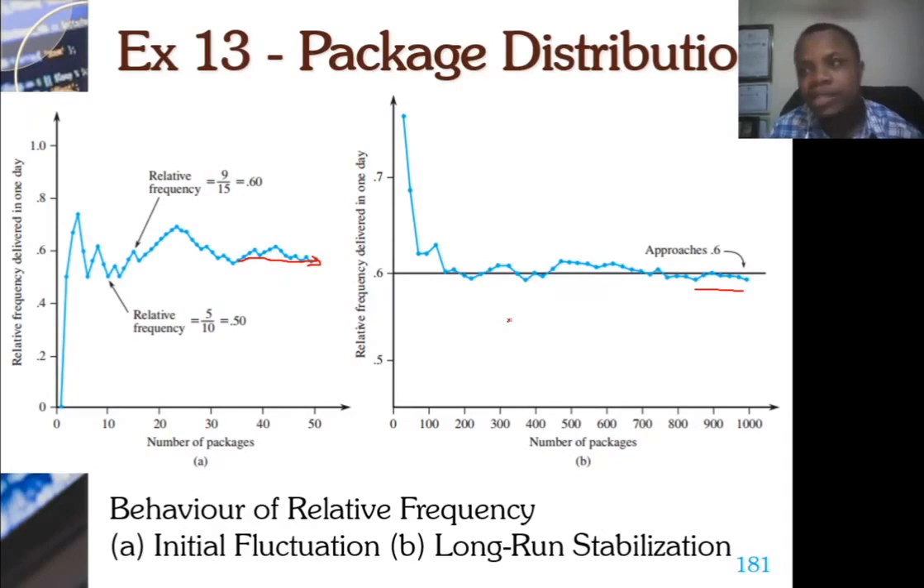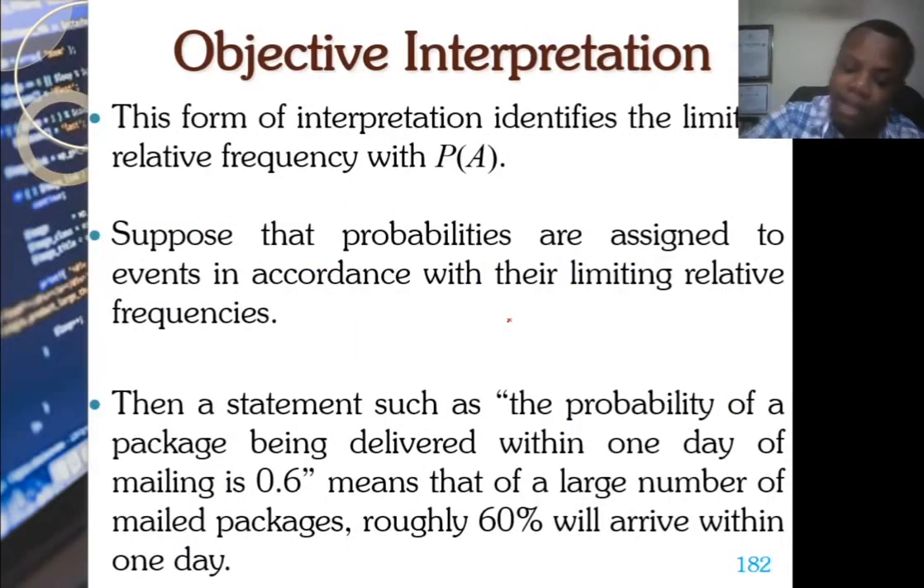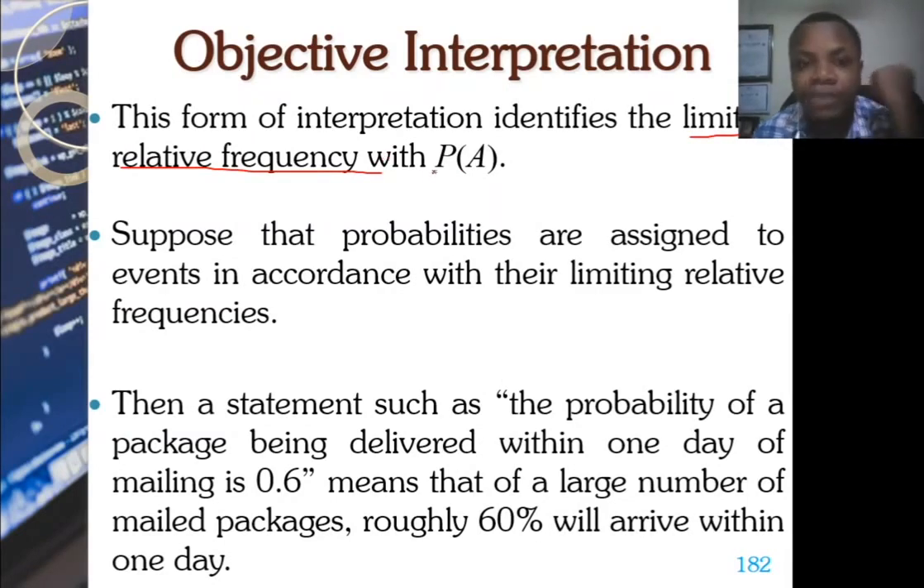Now there is the second type of interpretation, which tries to estimate this long run probability, that is the limiting frequency. So this objective type of interpretation tries to identify this limiting frequency that we observe during the relative frequency. So suppose that the probabilities are assigned to events in accordance with their limiting relative frequencies.